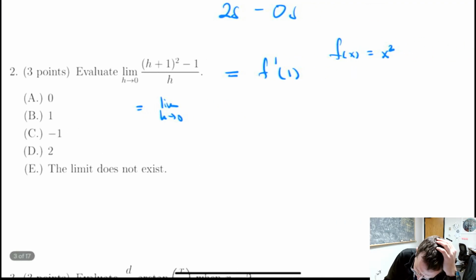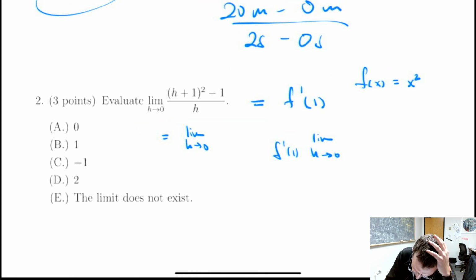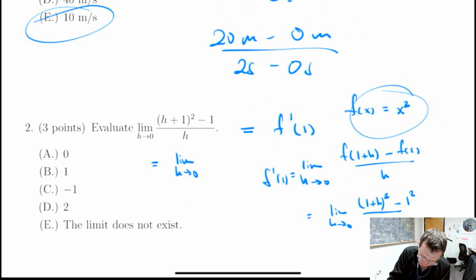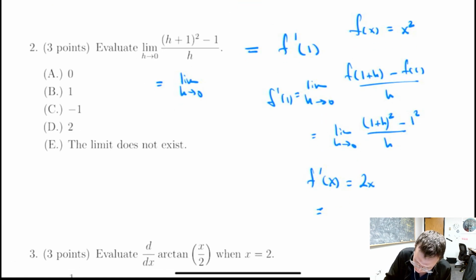The derivative, and I'm not only doing this for fun. I also think it's good to review the limit definition of the derivative. f prime of 1 would be the limit as h goes to 0 of f of 1 plus h minus f of 1 over h, which is the limit as h goes to 0 of (1 plus h) squared minus 1 squared over h. Yeah, okay. So this is the derivative of the quadratic function x squared evaluated at 1, but using the power rule, I know that that derivative is 2x, and so f prime of 1 is 2.